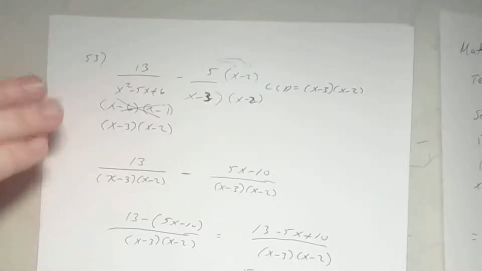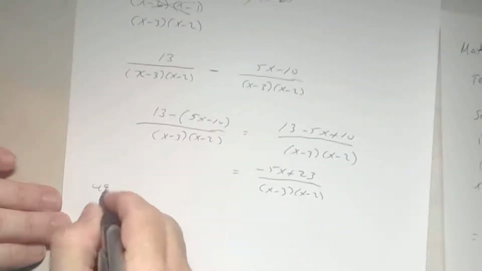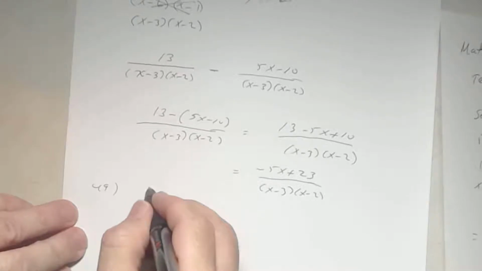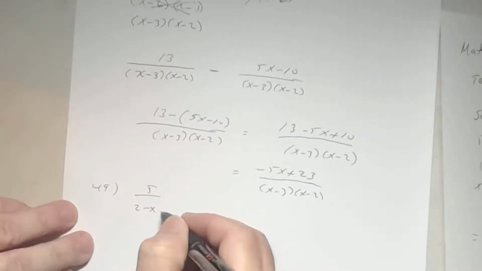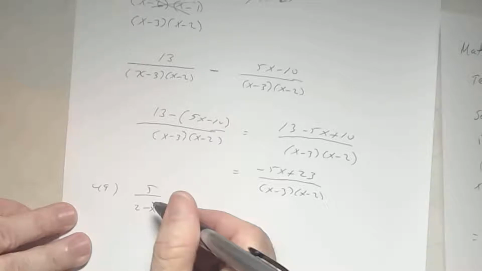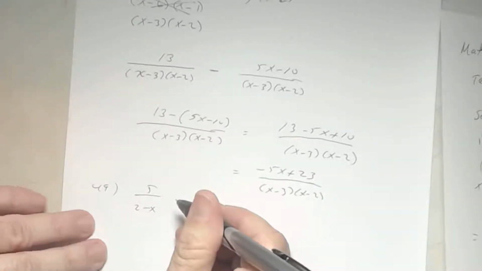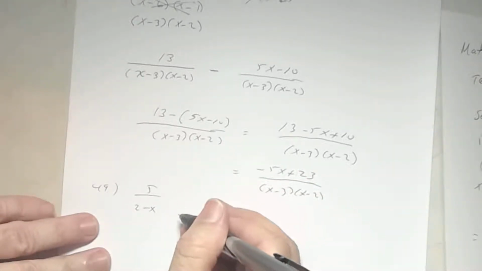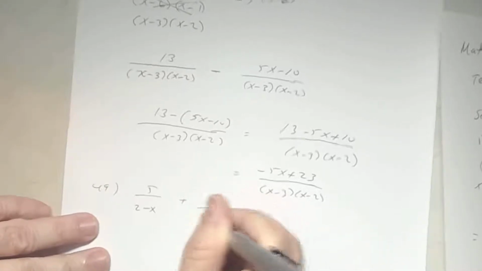All right, let's look at 49. Okay, 49, you have 5 divided by 2 minus x, and that was on that worksheet y'all turned in, or it was similar to it. 5 divided by 2 minus x plus x divided by 2x minus 4. All right. Make sure I wrote it correctly.